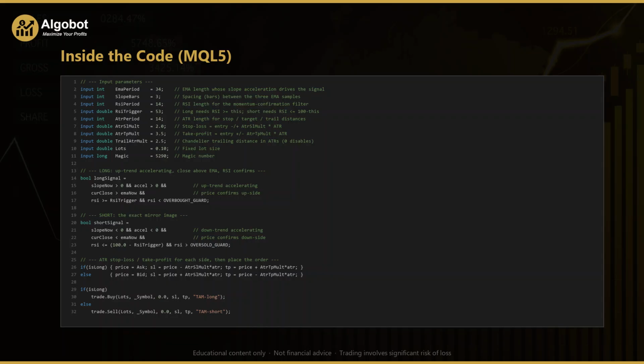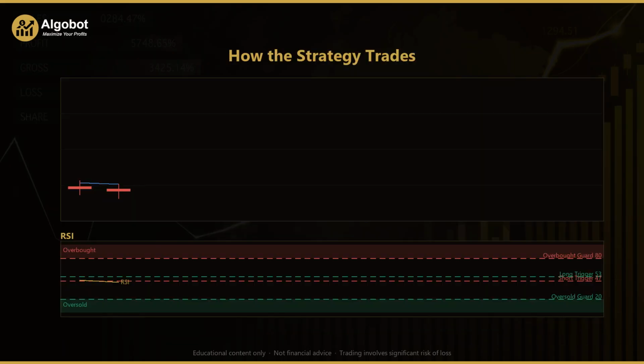Short signal needs a negative slope, negative acceleration, a close below the EMA, and RSI at or below 100 minus the trigger while staying above the oversold guard of 20. For a short, price is the bid. The stop sits above entry, the target sits below, and trade.Sell places the order. Same structure, opposite direction. Let's bring the logic to life on this illustrative chart.